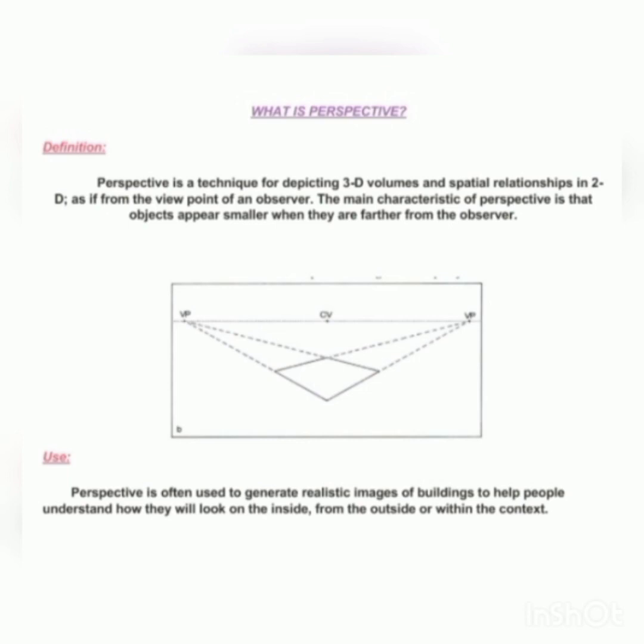Basically, it is a 3D representation in a 2D plane, and its main feature is that the object seems to appear smaller or diminished as its distance from the observer increases. It is often used to help people visualize realistic objects or buildings.